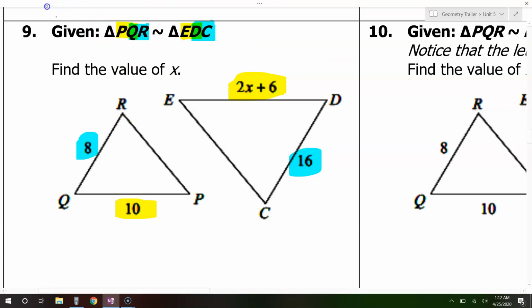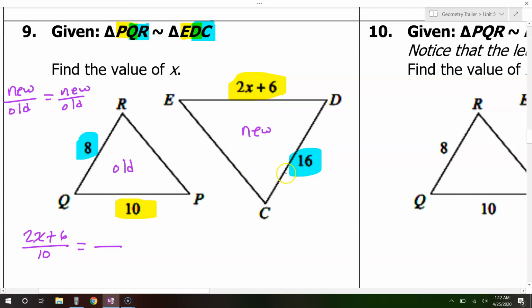Pick one triangle to be new and the other one to be old. It doesn't matter which one is which. I usually pick the one that has the X's in it, and I call that new. But it doesn't matter as long as you write your equation in the form new over old equals new over old. Look at the yellows. New over old would be 2x plus 6 over 10.